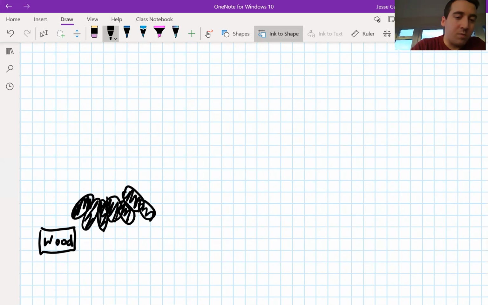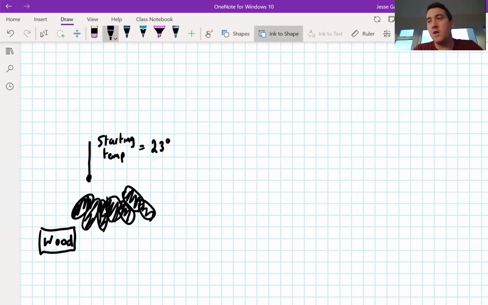Well, before we get the wood burning, we're going to measure the temperature. So say we've got our thermometer. We're going to measure the temperature, and we'll say the starting temp is equal to, say, around 23 degrees. That's generally, in summertime when you're out camping, air temperature is going to be around 23 degrees. Now, we want to get the fire started.